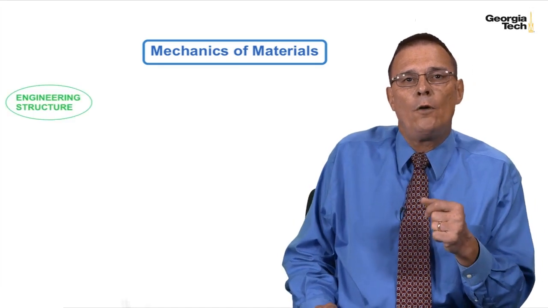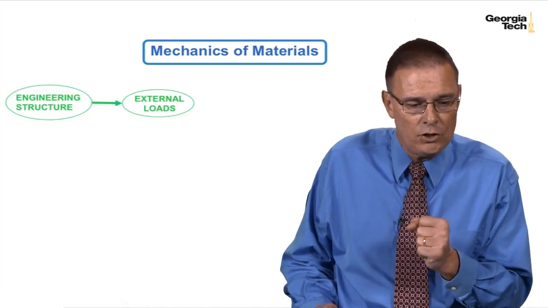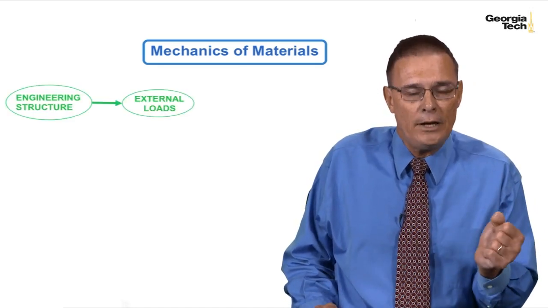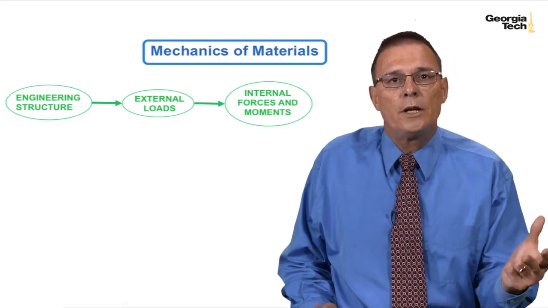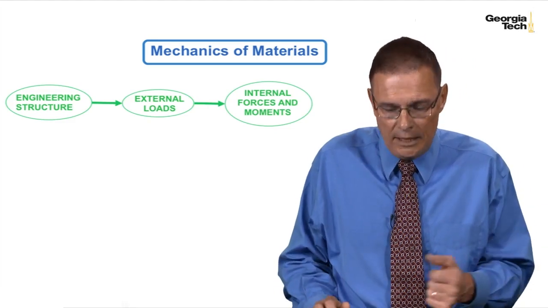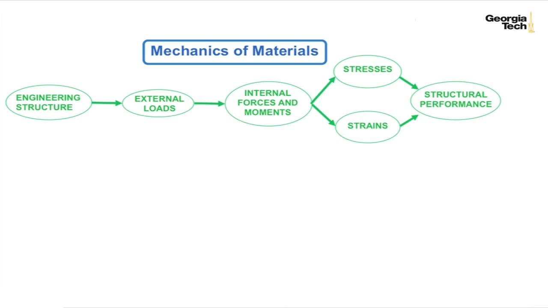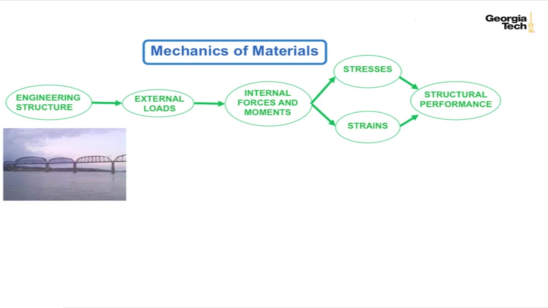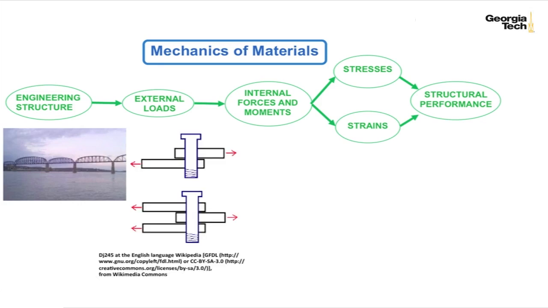Recall, for Mechanics of Materials, we start with an engineering structure, and we apply external loads to it. We look at the internal forces or moments taking place in the member itself to calculate stresses and strains and evaluate the structural performance. That engineering structure may be a bridge, a mechanical device, or any kind of engineering structure. And we may have connections in it which are going to be subjected to shear.